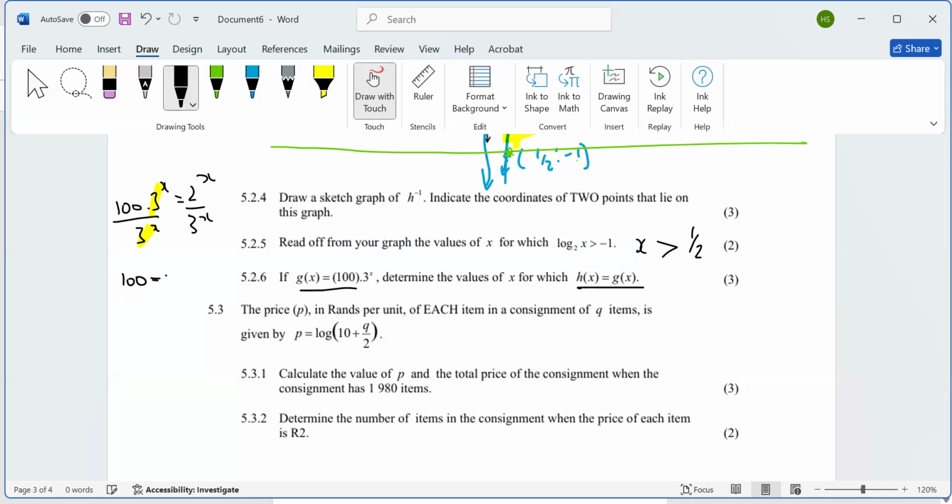100 is going to be equal to 2 all over 3 to the power of x. And then we log it. So x is going to be equal to log base 2 over 3 of 100. What is x? Negative 11,36. So we're going to get a mark for equating them and then logging, and the final answer. Then we're done.